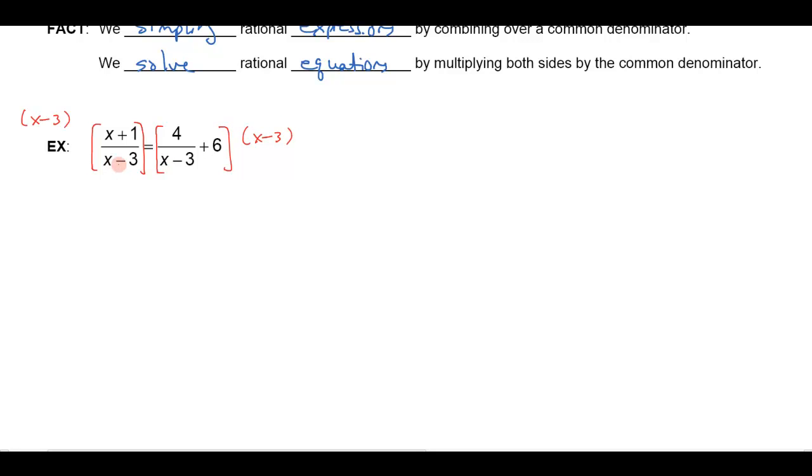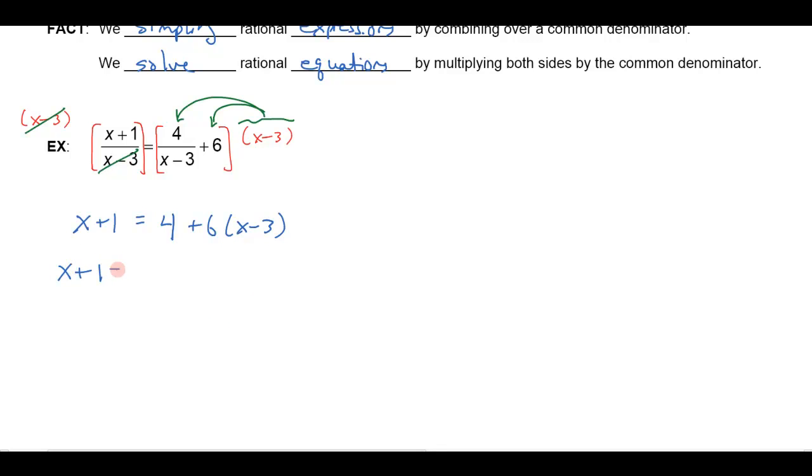And when I do that over on this side, you can see that the x minus 3's are going to cancel, and I'm going to get x plus 1. Over on this side, when I distribute the x minus 3 to this term, and then I'll have to do it to this term as well, when I do it to the first term, I'm going to get 4 over x minus 3 times x minus 3. And hopefully you'll see those x minus 3's are just going to cancel. And when I distribute here, I'll get 6 times x minus 3. And all my fractions are gone. That has completely simplified my life.